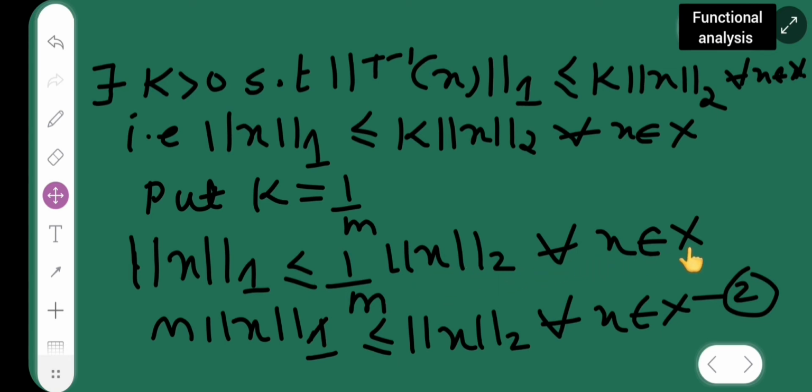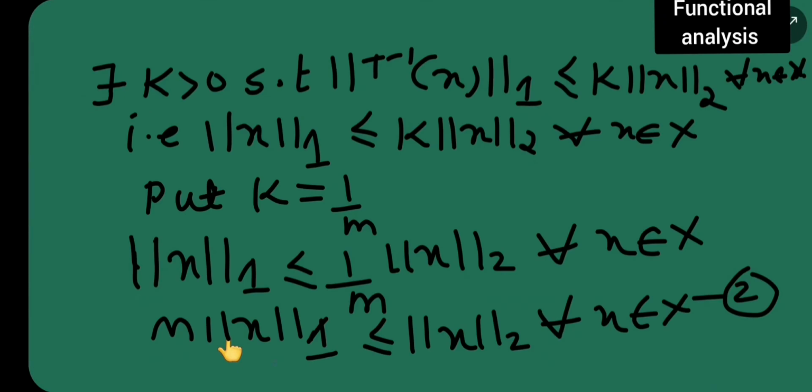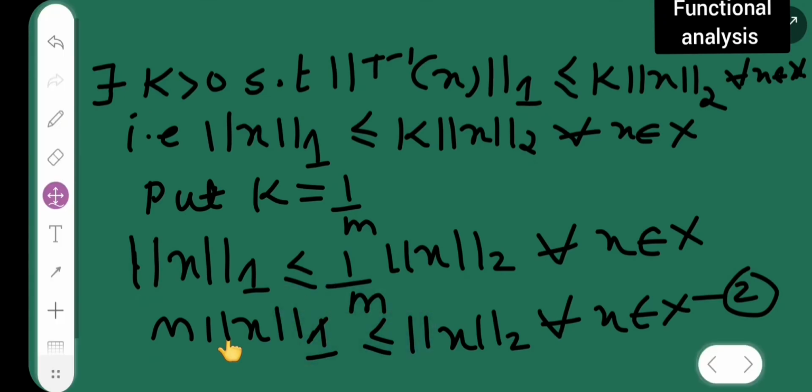So what I have done here is put 1 upon m instead of k. Now I have taken m to this side. M times norm of x1 is less than or equal to norm of x2, because I have taken m to the other side, for all x belonging to X. Consider this as 2.